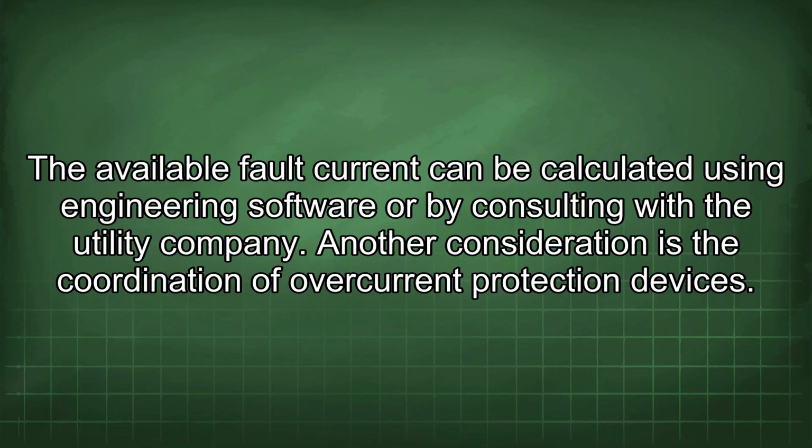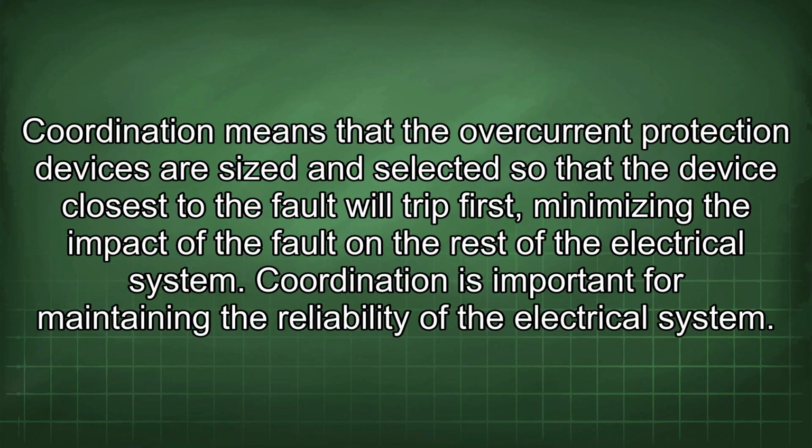Another consideration is the coordination of overcurrent protection devices. Coordination means that the overcurrent protection devices are sized and selected so that the device closest to the fault will trip first, minimizing the impact of the fault on the rest of the electrical system. Coordination is important for maintaining the reliability of the electrical system.